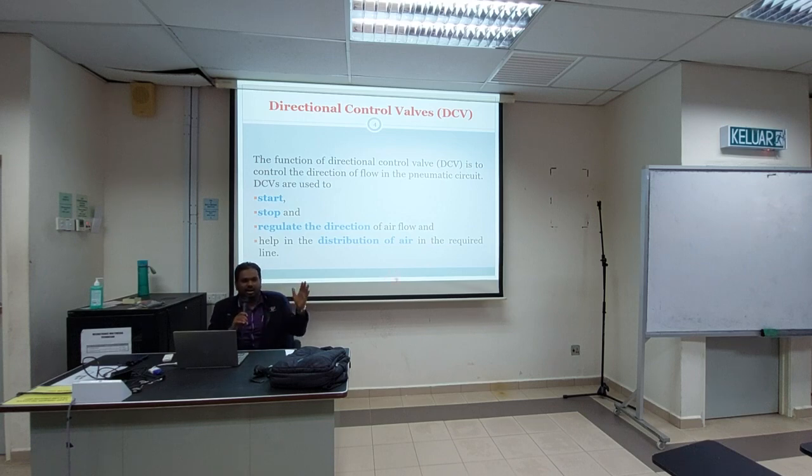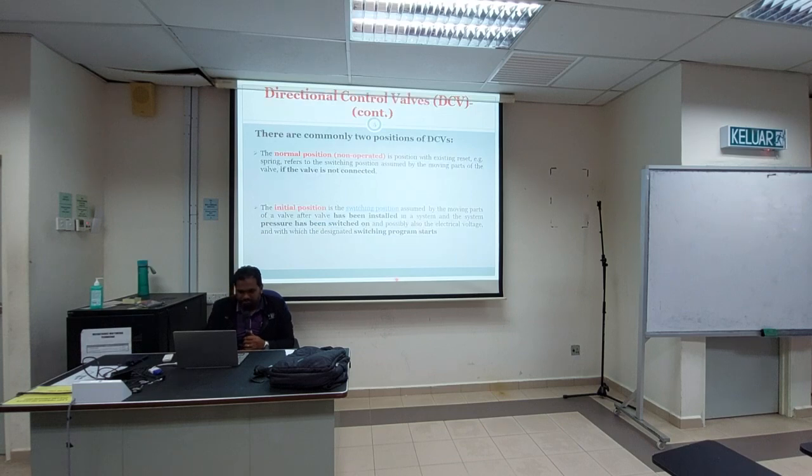So katakan your production line, you have 4 or 5 lines. So you just want to supply the compressed air to line 1. So other lines you tutup lah. Okay. So that's what we can do.